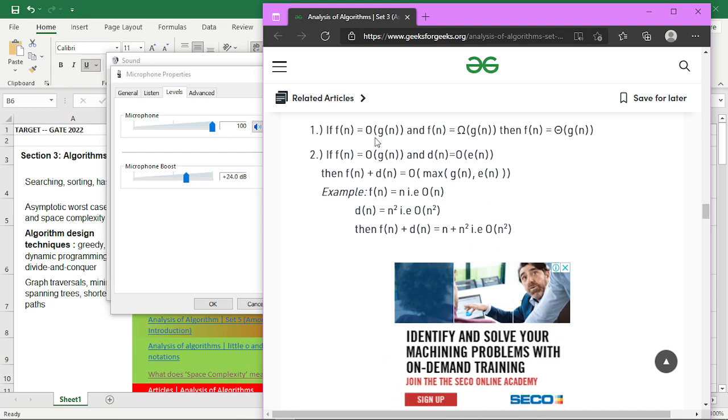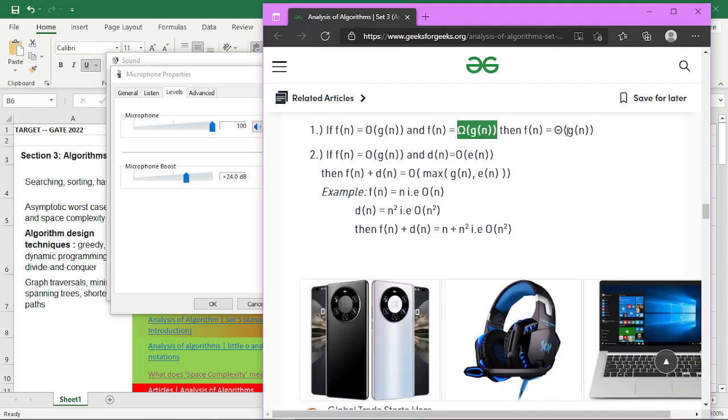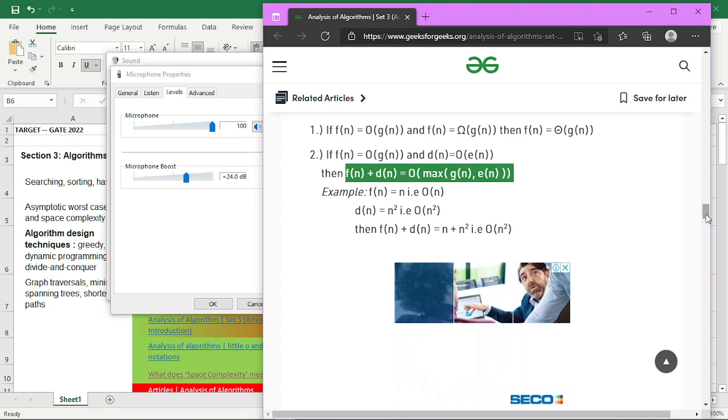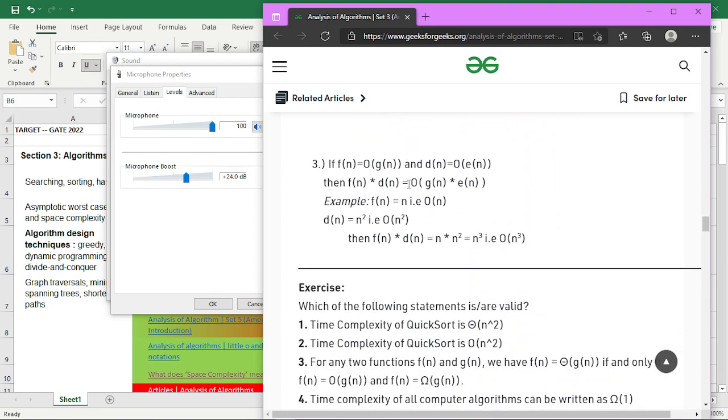Some more properties given here are: if f(n) is equal to big O of g(n) and f(n) is big omega of g(n), then f(n) will be theta of g(n). You can understand it as if one is the worst case and the other is the best case, then f(n) will actually be the average case. Now coming next, if f(n) is big O of g(n) and d(n) is equal to big O of e(n), then if we add these two functions, it will be equivalent to big O of the maximum of g(n) or e(n), and if we multiply them, it will be big O of g(n) times big O of e(n).